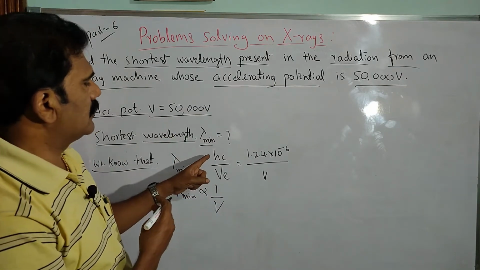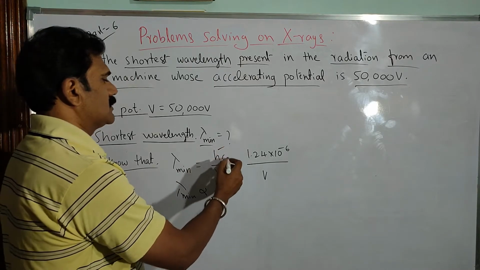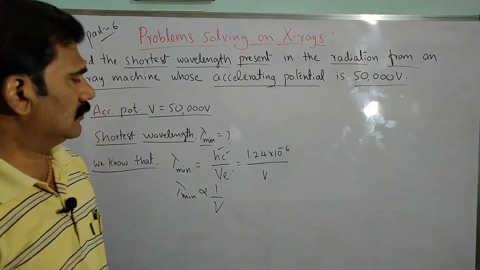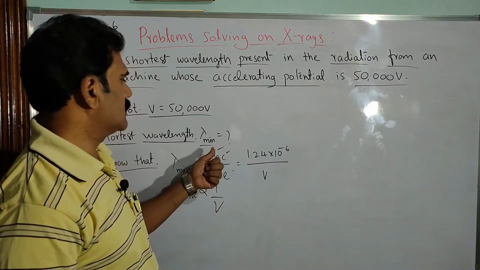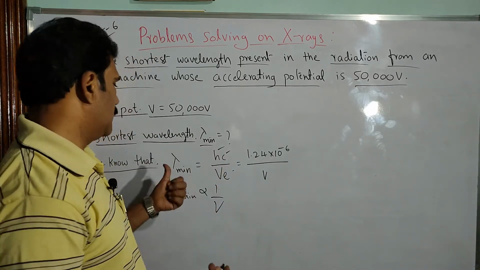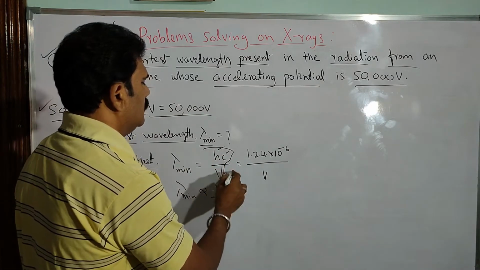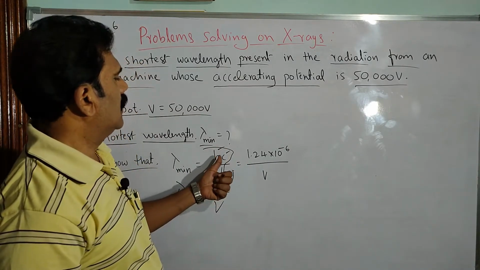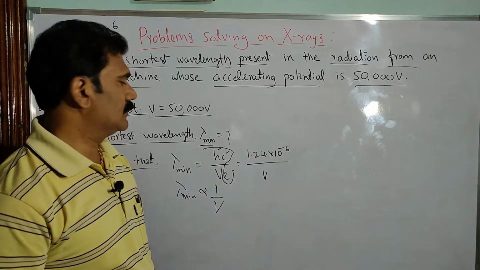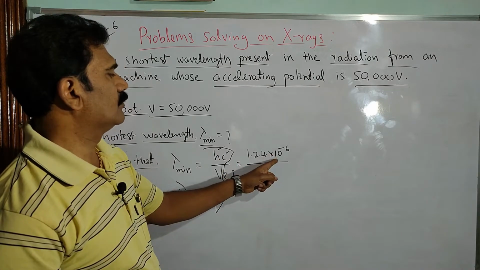So what about the other parameters? hc by e: h is Planck's constant, c is the velocity of light, and e is the charge of the electron. If you know the value of hc by e, you can just substitute the value of V and calculate lambda minimum. Or you take this hc by e as a constant and substitute it as 1.24 into 10 power minus 6. That means it is already calculated: hc by e is equal to 1.24 into 10 power minus 6.